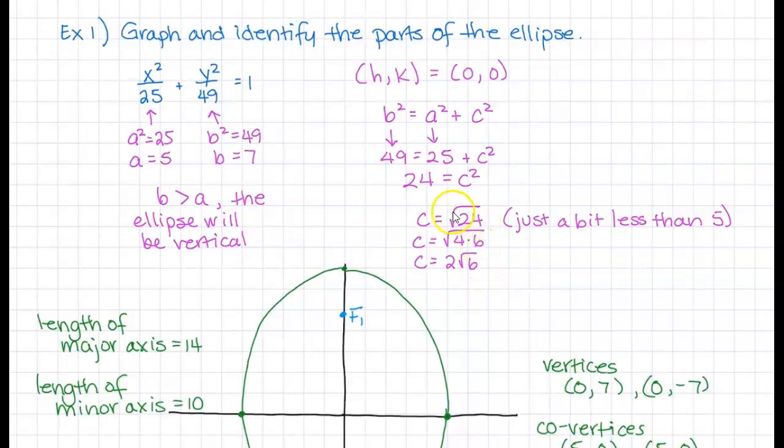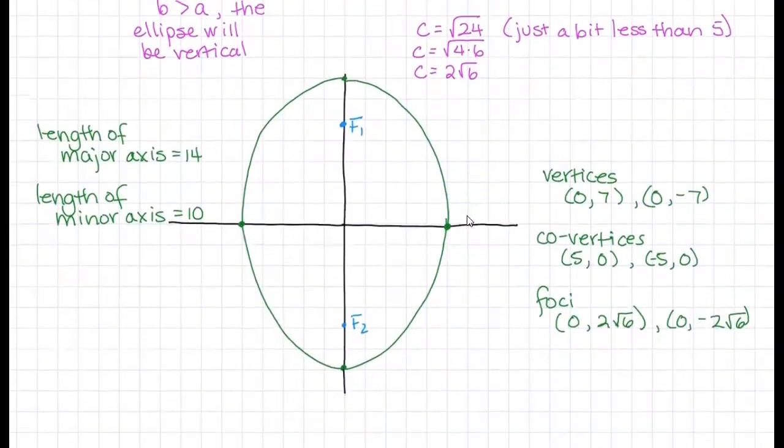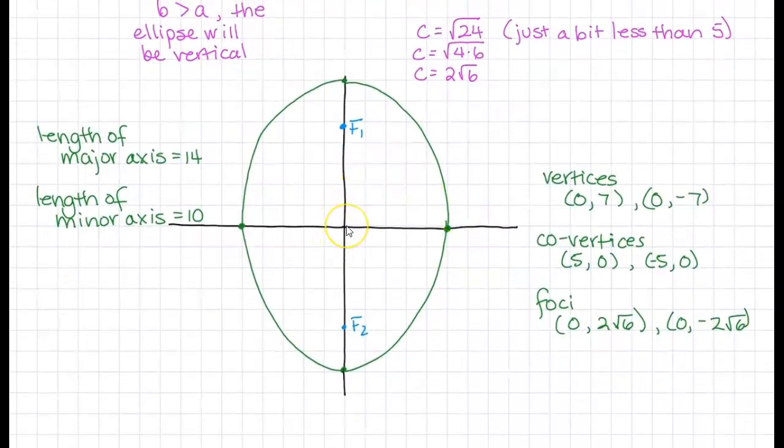I made a note up here, square root of 24 is just below square root of 25, so we know that c is going to be a little less than 5. So that's going to help us plot that point. So that gives us all we need for the graph. And so the key is a is 5, b is 7, c is just a little less than 5, and we know this thing is vertical. So then when we go to graph it, from the center at the origin, we go up and down 7 units. We go left and right 5 units.